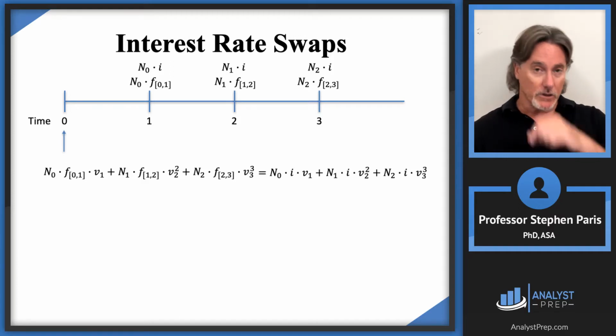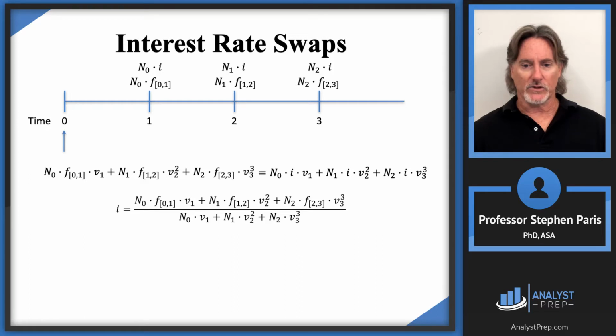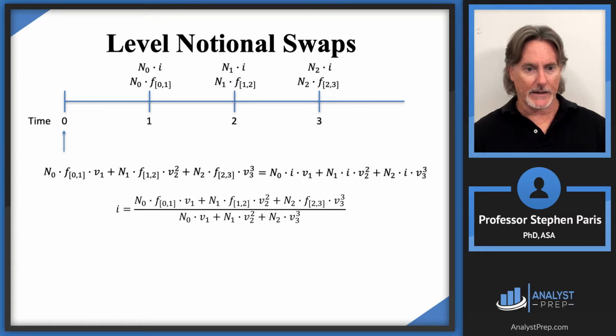And I generally solve for the interest rate I, the swap rate I, and I do that by taking the expression on the bottom right, factoring out an I, and then dividing by everything that's left over, and that's what the swap rate is. Okay, so that's the idea behind an interest rate swap, and now we're going to talk about a level notional swap.